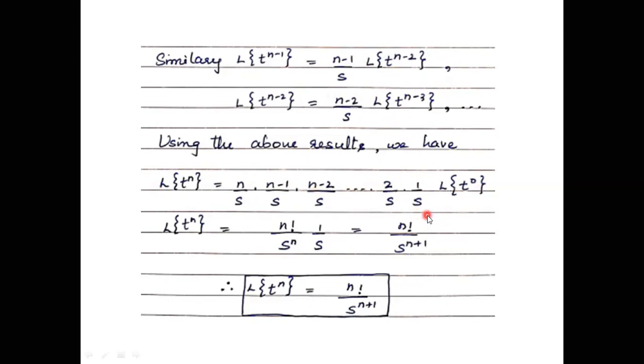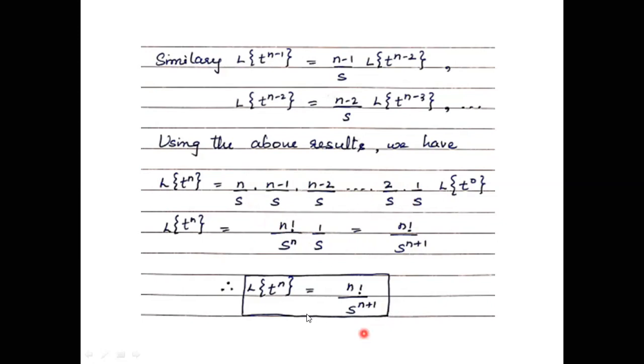So at last, this t power 0 is nothing but 1. Laplace transform of 1 is 1 by s. And the remaining things here, n into n minus 1 into n minus 2, etc., 2 into 1 can be written as n factorial. And there are n times s here, so I have written that as s power n. And this 1 by s is for Laplace transform of 1. So finally, I'll be arriving at n factorial by s power n plus 1.